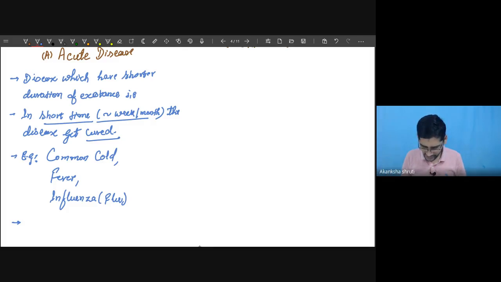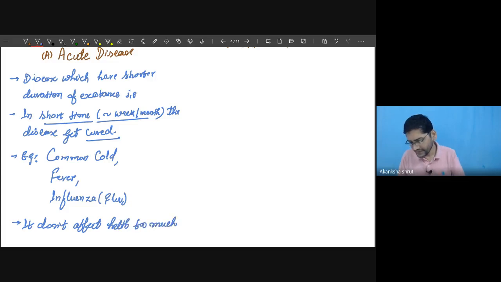Though slightly we are getting affected, it does not affect health too much. Get it? Just within a week, your weight loss or other things will not happen too much. Hardly some amount of loss is there. Getting it, students? So it does not affect health too much.